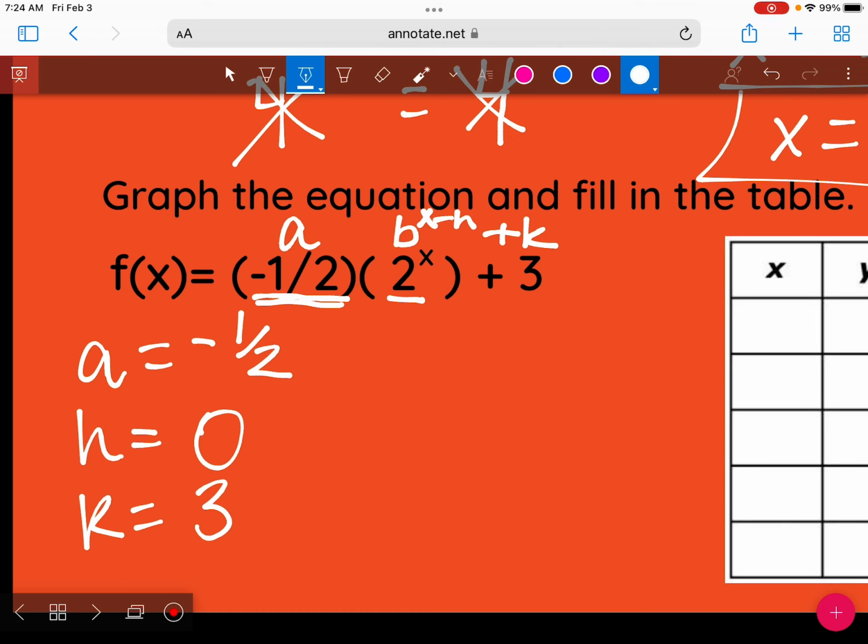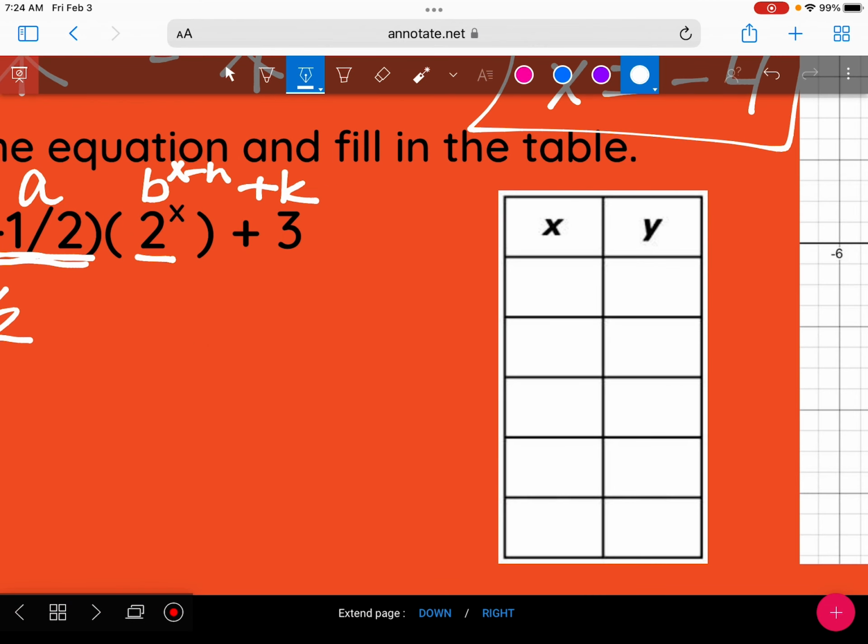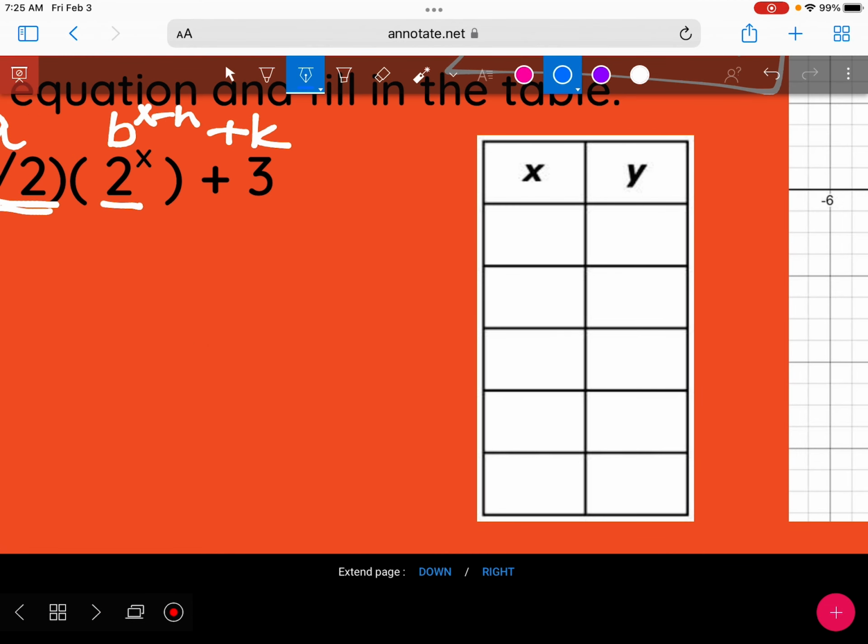H is the one we use. K tells us what? Do you guys remember with our exponential equations what k tells us? That's our h value. Our h value tells us where we should start plugging in points, which here in this case it's 0. Let's graph it and let's see if we can tell from the graph.